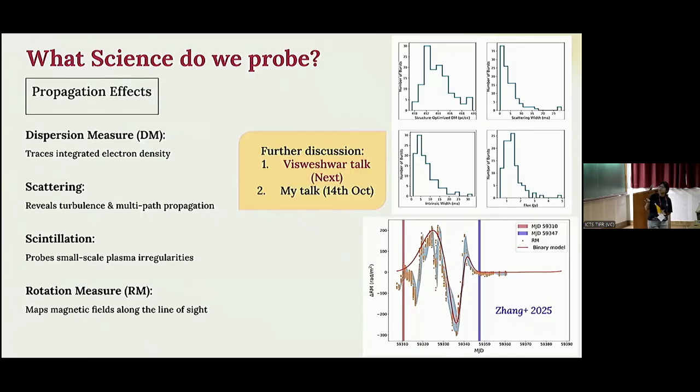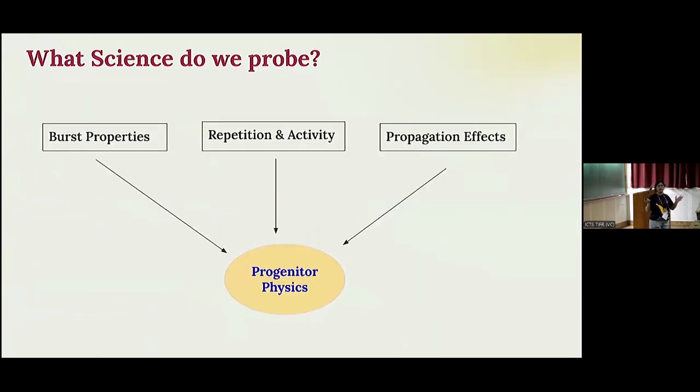So from propagation study, we measure this scattering, scintillation, DM and RM. Viswesh will talk on scattering and scintillation in the next talk. So if we combine all these properties, like burst properties, waiting time, and propagation effects, through these properties we can see what's happening near the source. It can reveal the progenitor physics, the emission mechanism, and the local environment near the source.